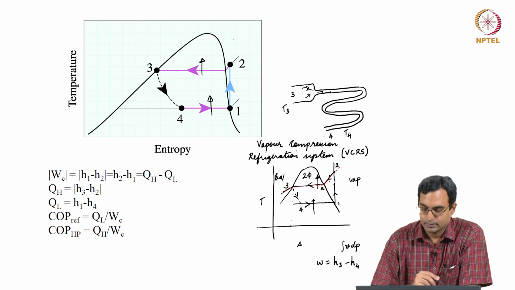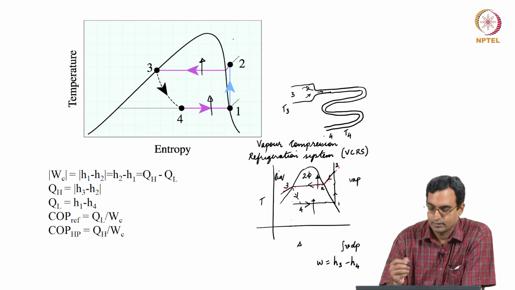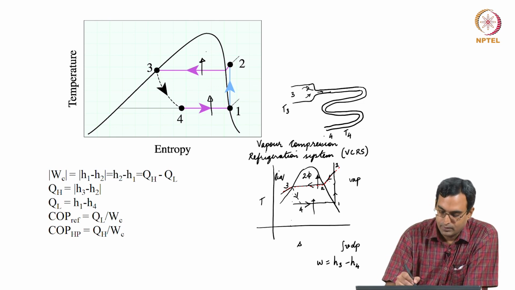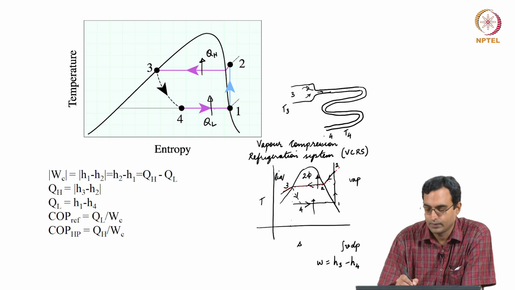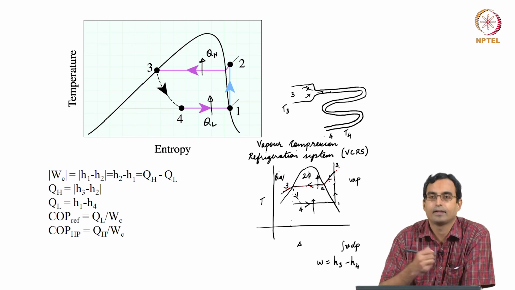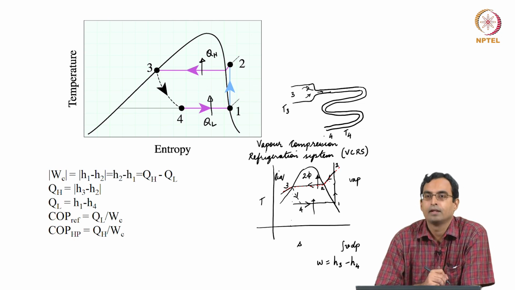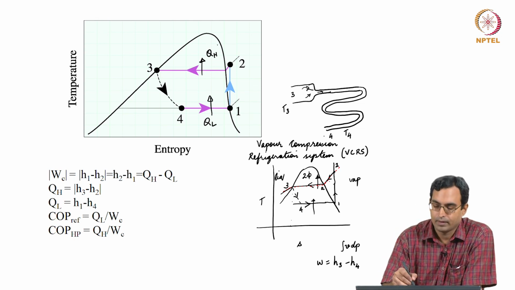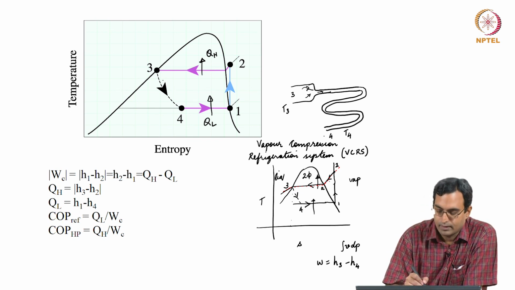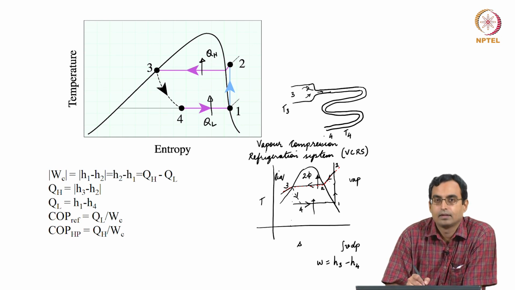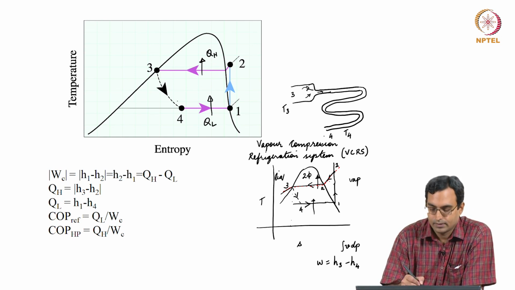So, we can look at what are the things which we are doing in this cycle. So, we have heat rejection here, QH, we have heat absorption into the cycle, which is QL, which is usually what we are interested in if we are running this as a refrigerator. If we are running this as a heat pump, we would be interested in this QH. This 3 to 4 is a throttling process. There is no heat transfer in this throttling process.